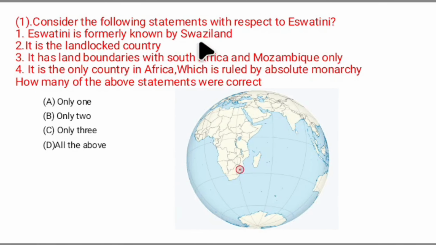Coming to the question, certain statements have been given. We have to choose how many of the above statements were correct. First statement: Eswatini was formerly known as Swaziland. Yes, this is true. Like India, sometimes we refer to this as Bharat, and this is also mentioned in Article 1 of the Constitution of India. In the same way, Eswatini country is also referred to as Swaziland.